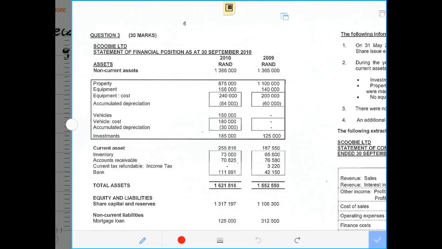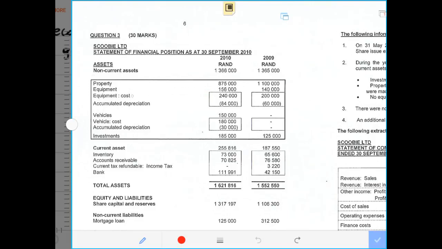I want to bring your attention to three things in this balance sheet or statement of financial position, more especially under non-current assets. Under non-current assets, we are given property, and they don't specify either cost price or carrying value. But very importantly, under equipment, they don't specify, they just say equipment, which is 156,000 and 140,000 for the year 2009.